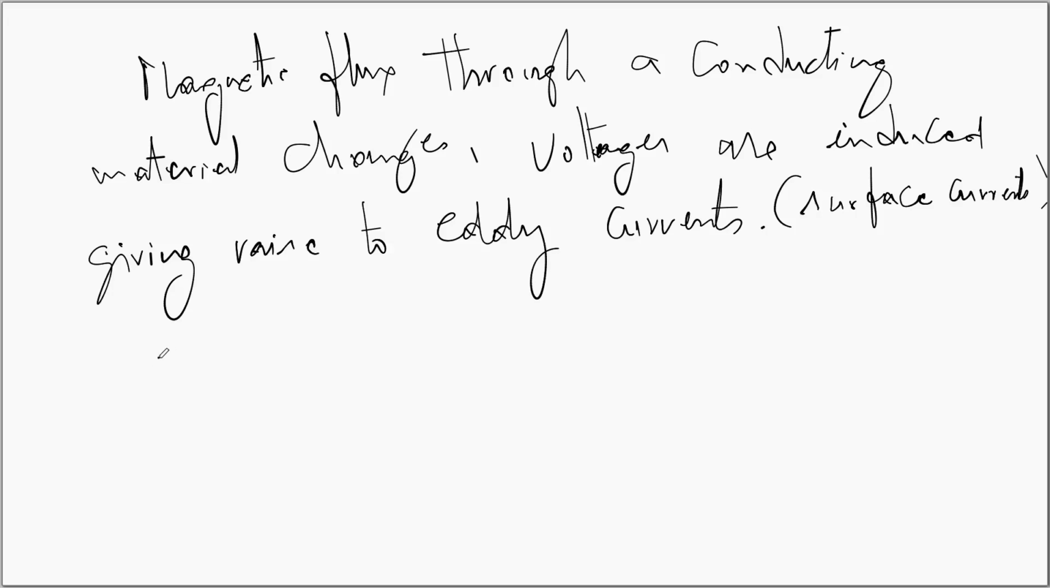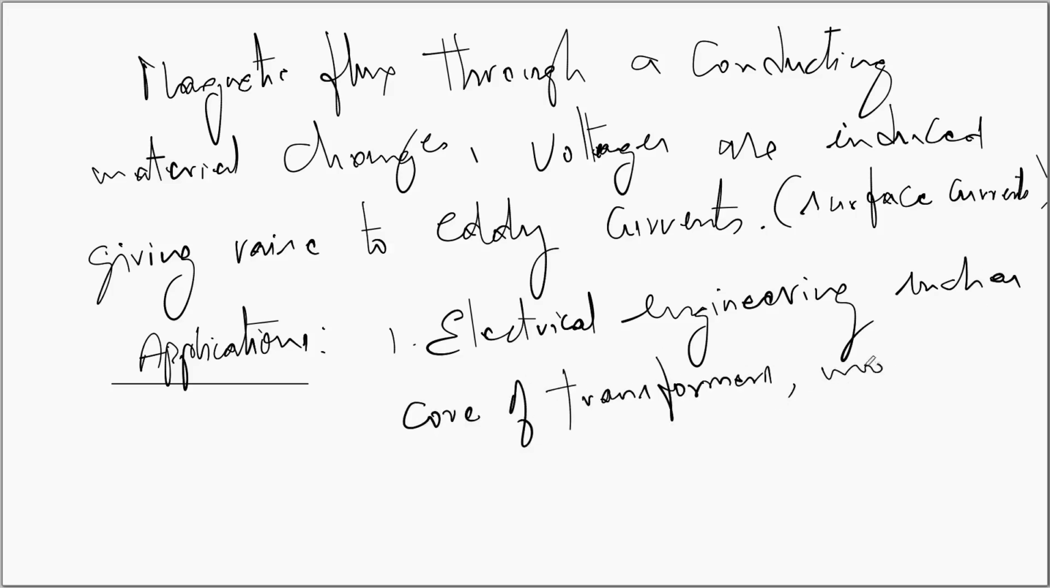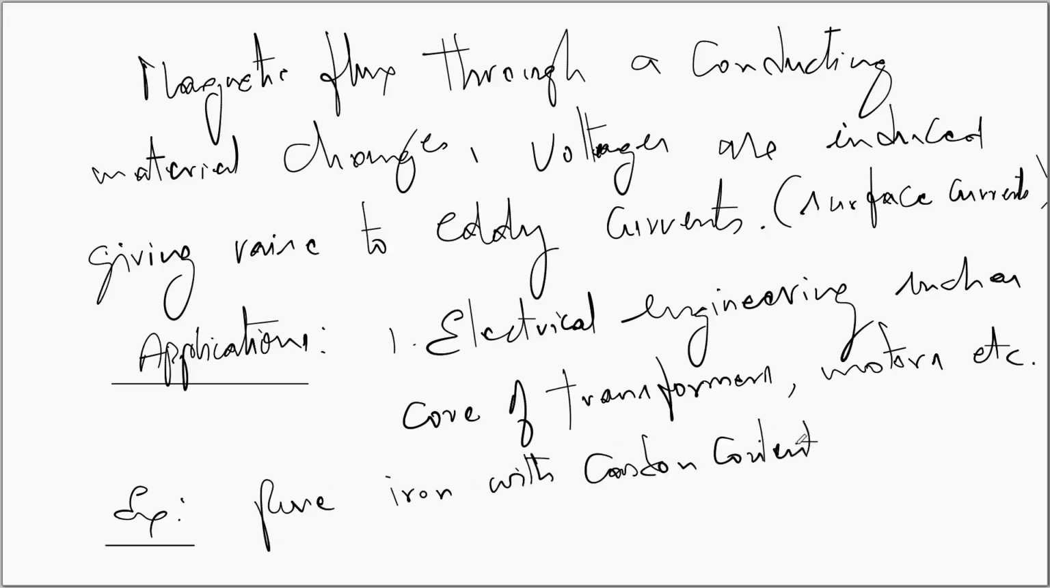We shall now look at the applications of soft magnetic materials. Since the soft magnetic materials can be magnetized and demagnetized very quickly, they can be used in electrical engineering, such as the core of transformers, motors, etc. Examples: pure iron with small carbon content and silicon iron alloy.